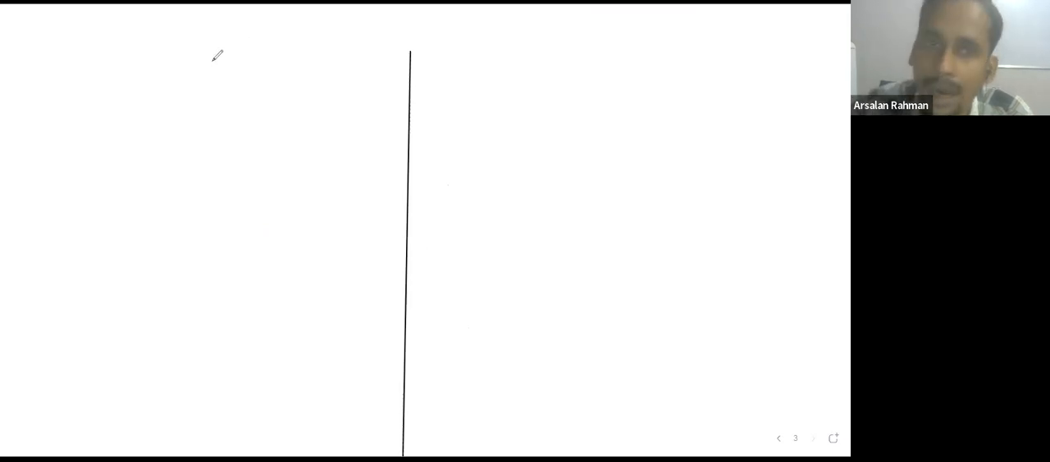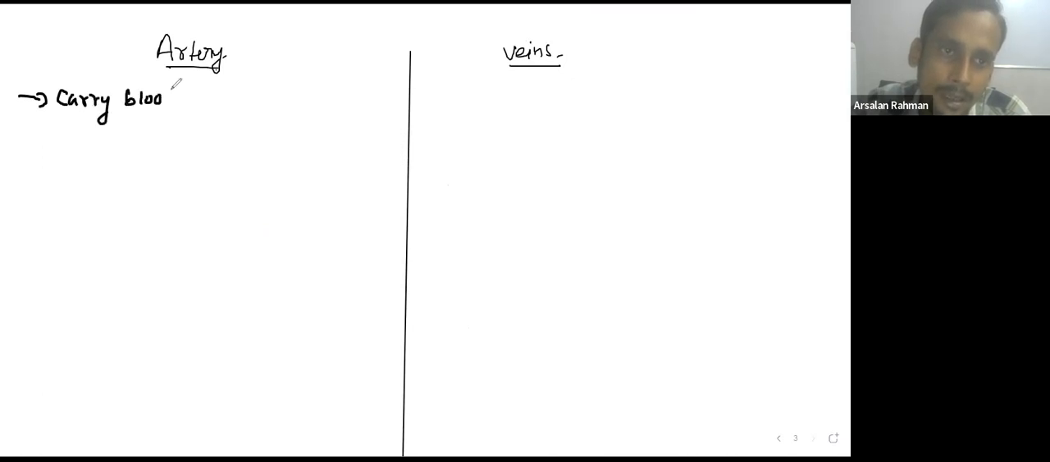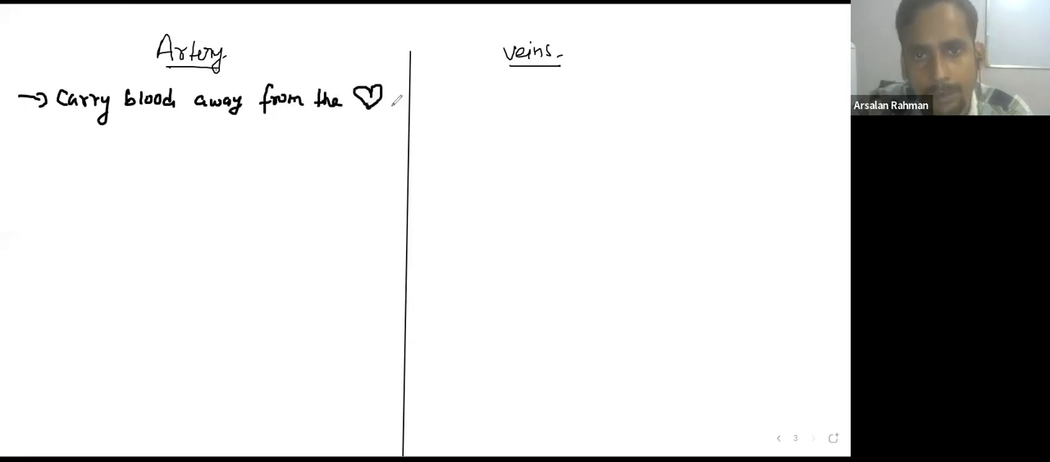Here there is artery. Its spelling can be wrong. Okay. Veins. Now we have to write the difference. Here you can see artery carries blood away from the heart. First point: carry blood away from the heart. Okay. Vein carries blood towards the heart. Carry blood towards the heart.